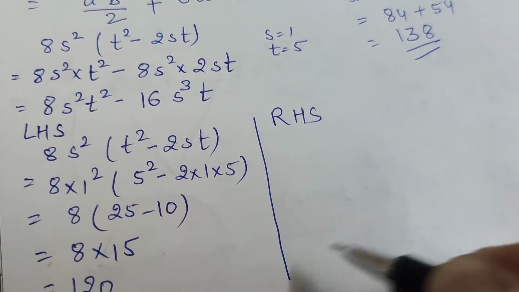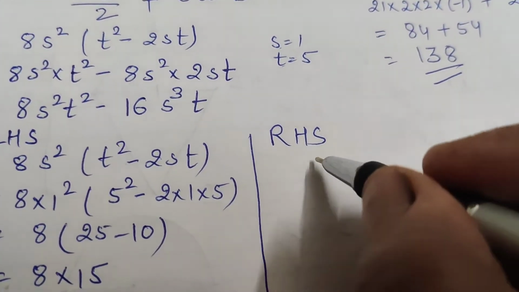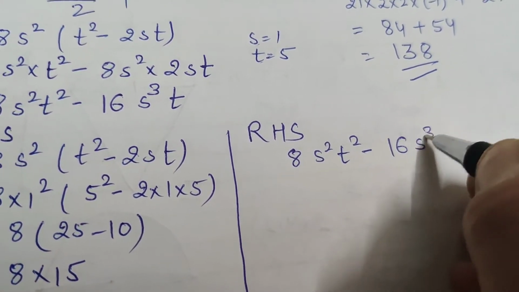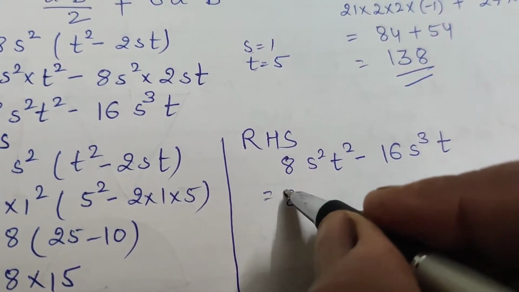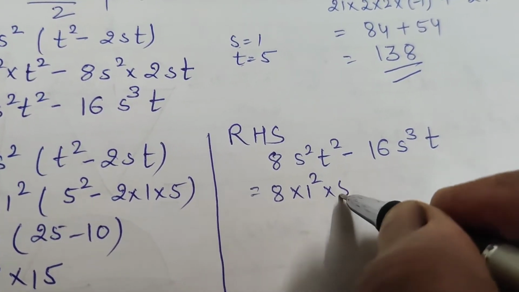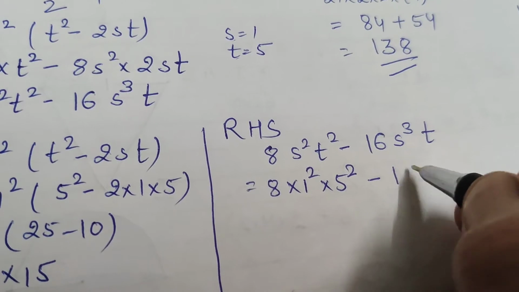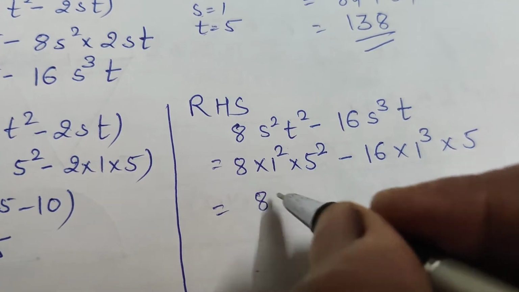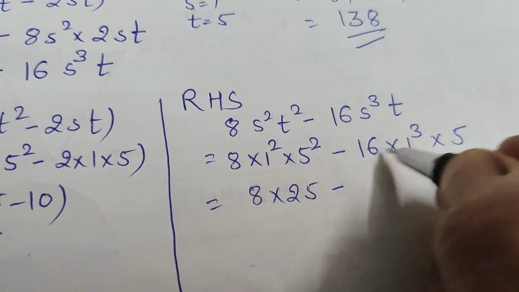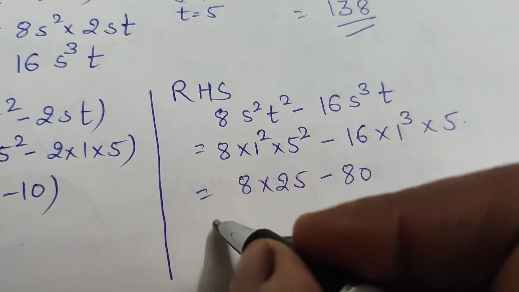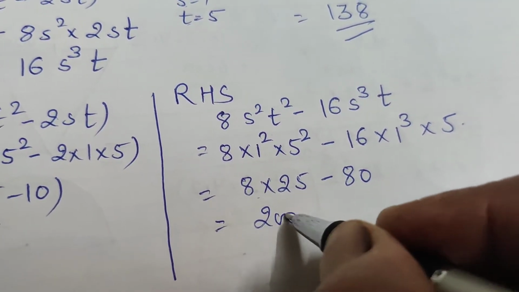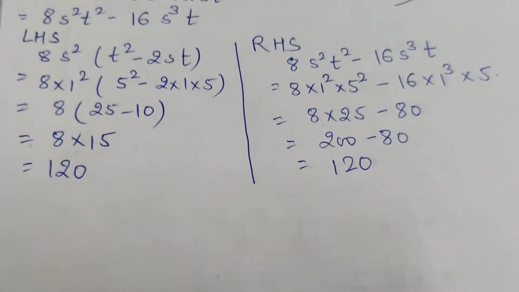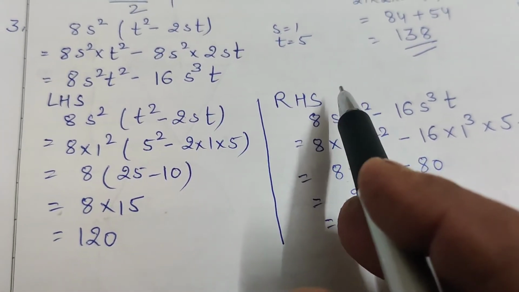Now put the values in RHS. RHS is 8s square t square minus 16 s cube t. 8 into s square means 1 square and t equal to 5, 16 into 1 cube into 5. 8 into 25 minus 16 into 5 is 80. 25 into 8 is 200 minus 80. The answer is 120. LHS equal to RHS, hence verified.